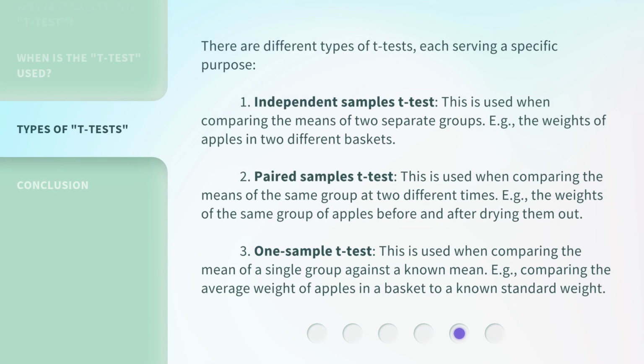There are different types of t-tests, each serving a specific purpose. 1. Independent samples t-test. This is used when comparing the means of two separate groups, e.g., the weights of apples in two different baskets. 2. Paired samples t-test. This is used when comparing the means of the same group at two different times, e.g., the weights of the same group of apples before and after drying them out. 3. One sample t-test. This is used when comparing the mean of a single group against a known mean, e.g., comparing the average weight of apples in a basket to a known standard weight.